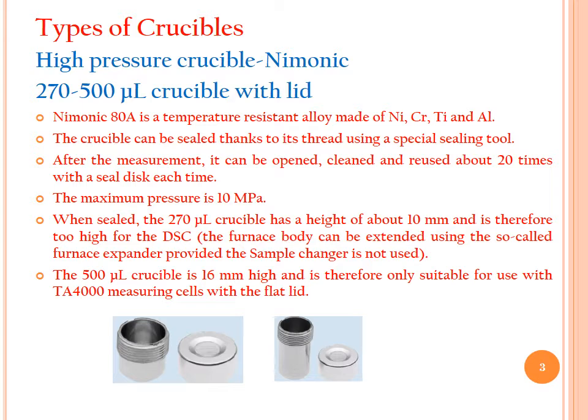The 500 microliter crucible is 16 mm high and is therefore only suitable for use with a type of instrument, the TA 4000 measuring cell with the flat lid. This TA 4000 instrument type is from the Mettler Toledo company. The left side of the crucible picture is for 270 microliter sample holding, and the right side of the crucible picture is for 500 microliter sample holding.